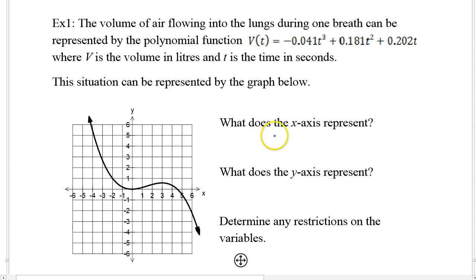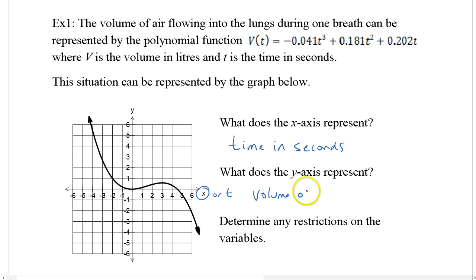First question is, what does the x-axis represent? Well, the x-axis is the time in seconds. So you'll notice that even though it says x here, we could do x, or we could also do t, because that was the graph of it. What does the y-axis represent? So the y-axis is the volume of air in the lungs, and the volume would be in liters.